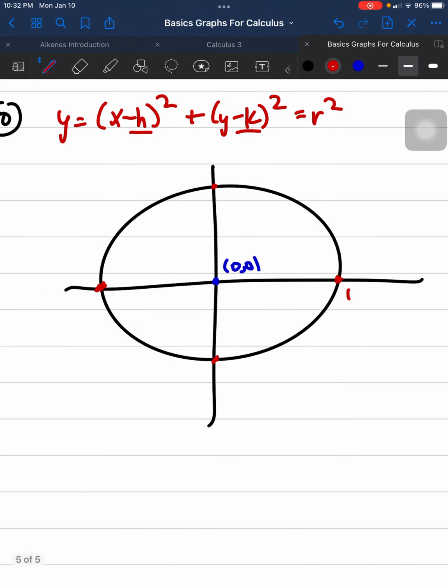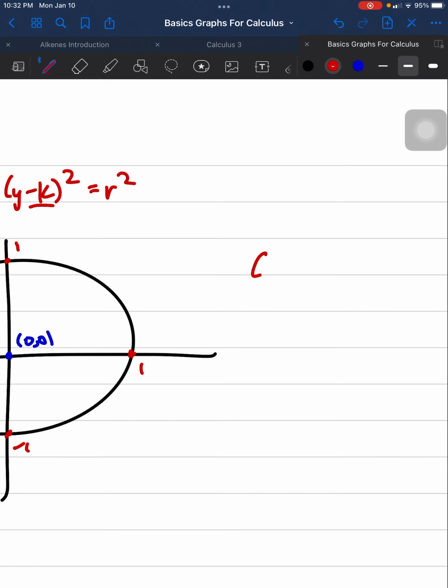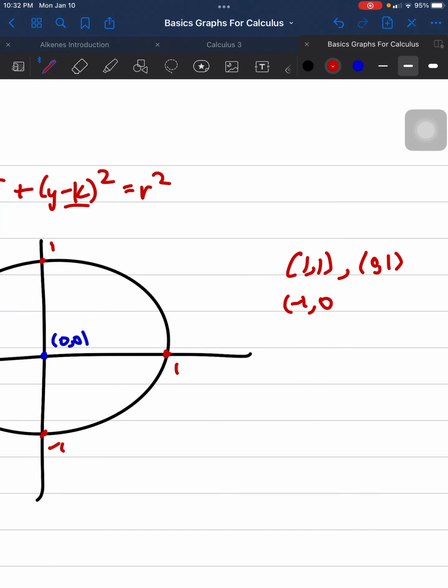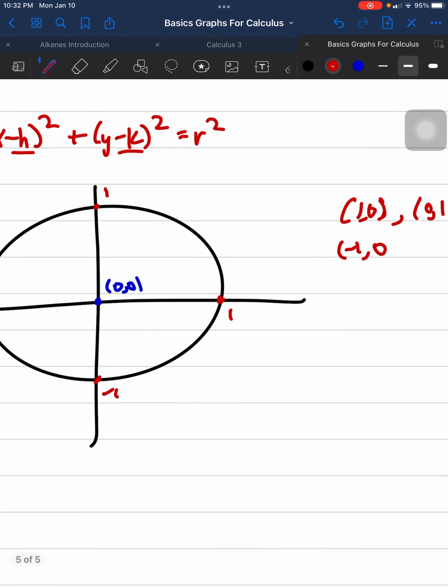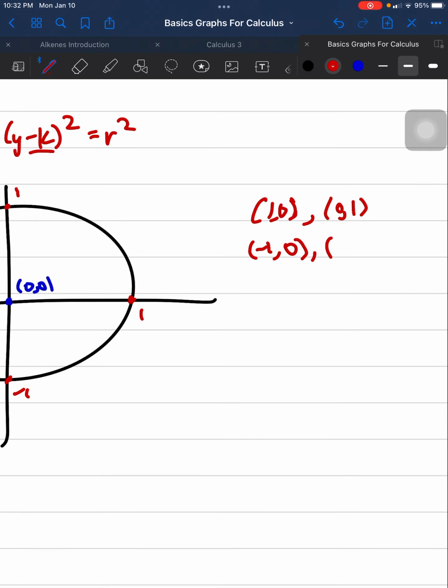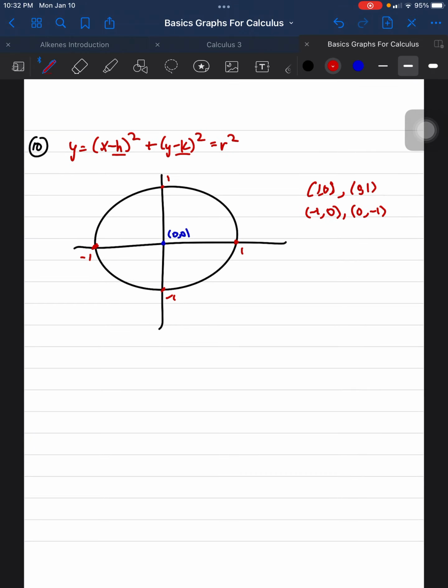And right here, its key points are this right here. Actually, its key points are 1, 0, 0, 1, -1, 0, and 0, -1.